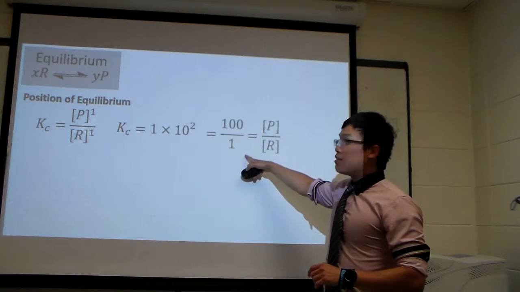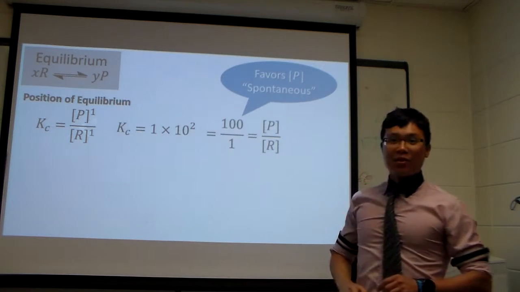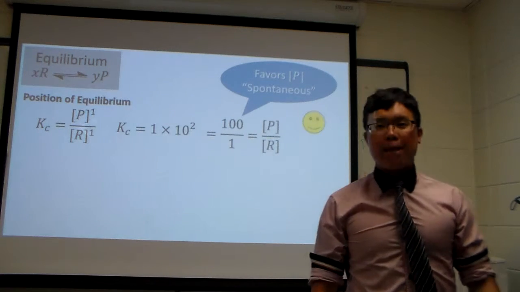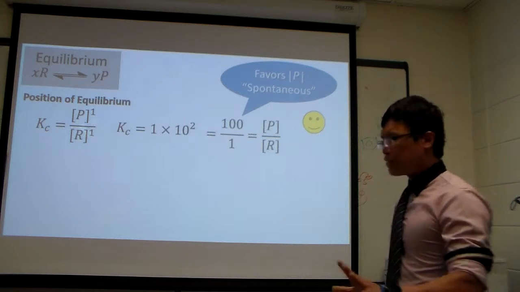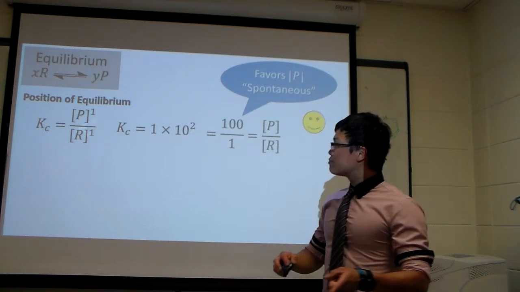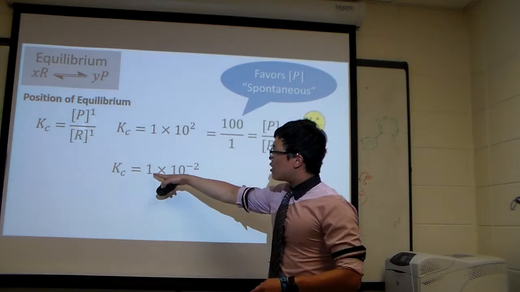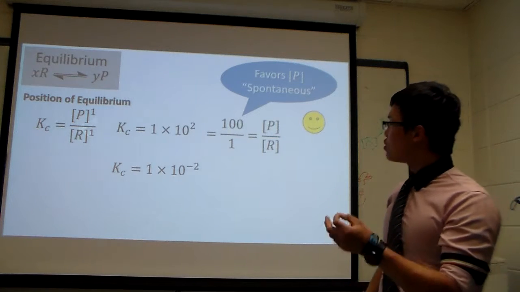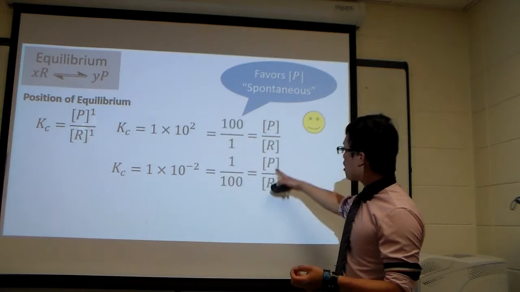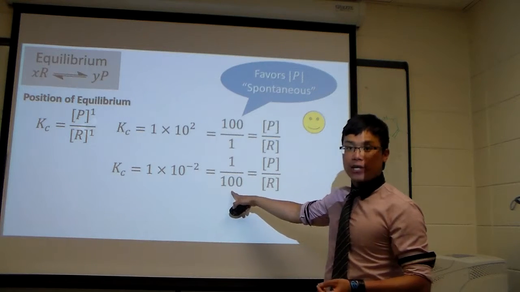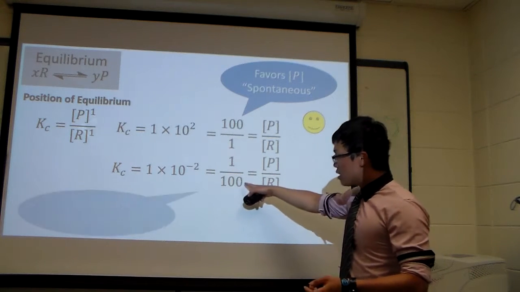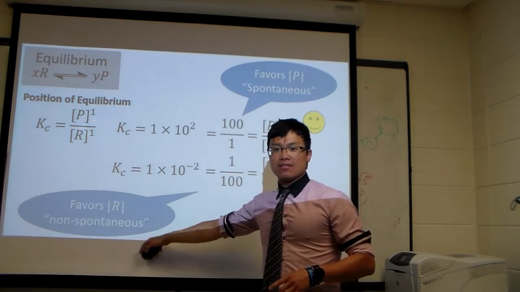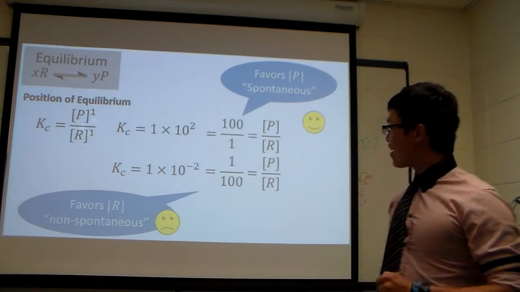What does that mean? This reaction favors product, and this reaction is, you have heard this word before, spontaneous. It keeps the chemist happy. We love this word most of the time. On the other hand, if the equilibrium constant equals 1 times 10 to the negative 2, which is 0.01, it means that at equilibrium, the concentration of product is 1 and that of reactant is 100. Now you can see that equilibrium favors reactant, and we call this type of reaction non-spontaneous. Sad news for chemists.